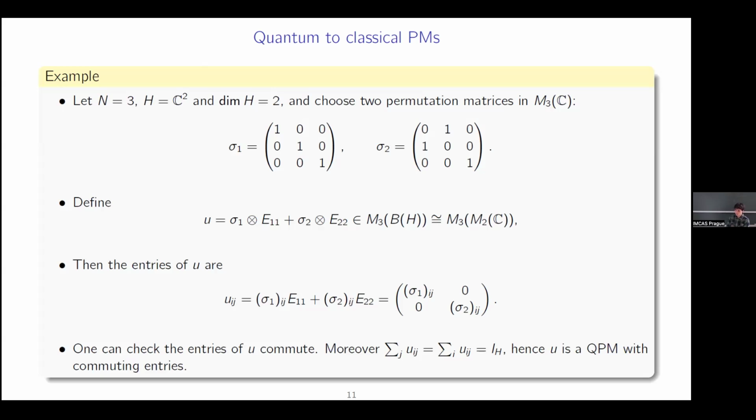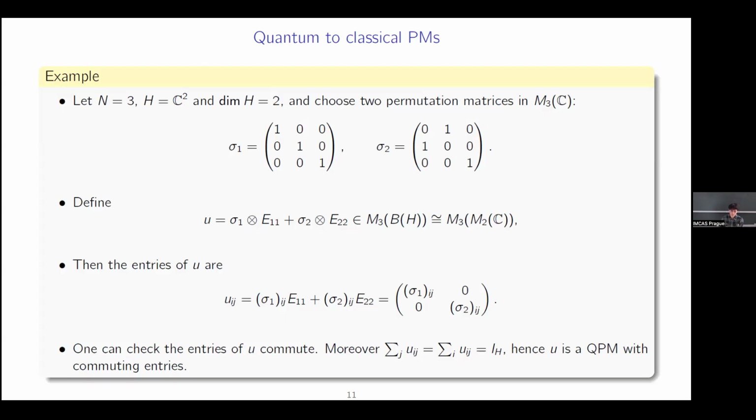So what I tried to show here is that we start with two classical permutation matrices. We take somehow a sum of those after tensoring with E11 and E22, and we are able to recover a quantum permutation matrix. And of course, you are free to read the slide from the bottom to the top in order to see how, starting from a quantum permutation matrix, you can indeed build up something which is expressed as a sum of two classical permutation matrices. Okay, hope this was clear.